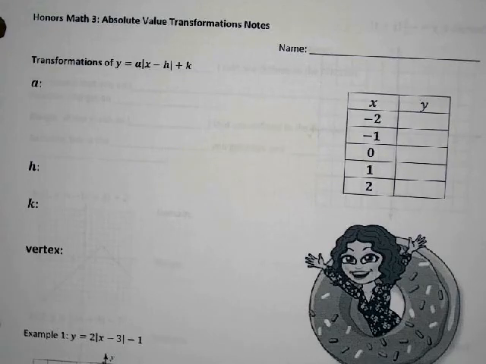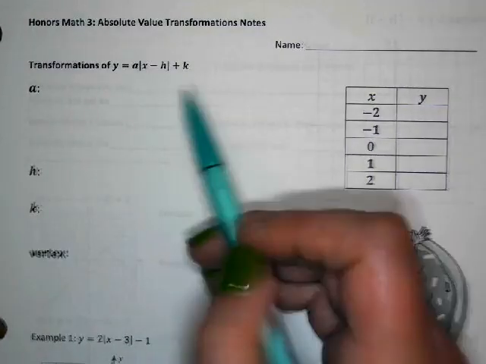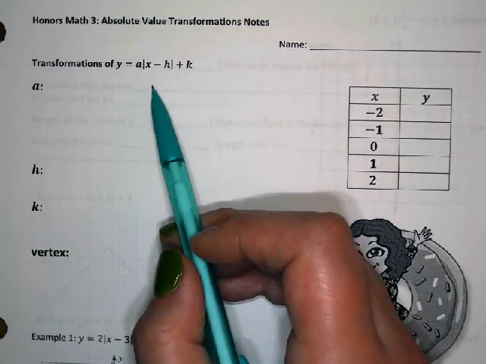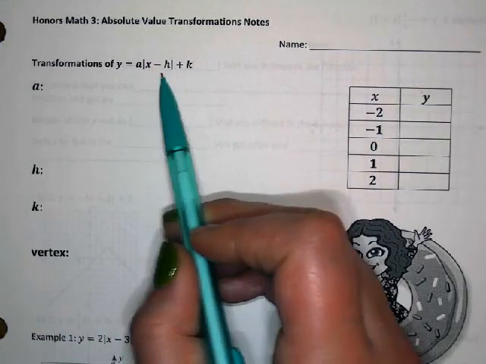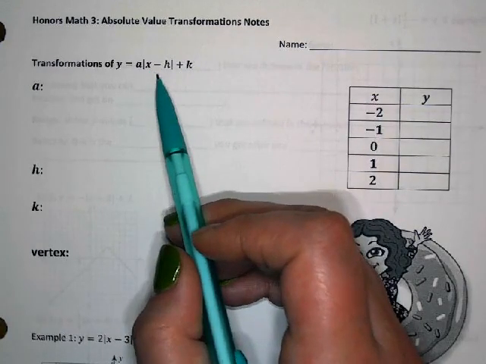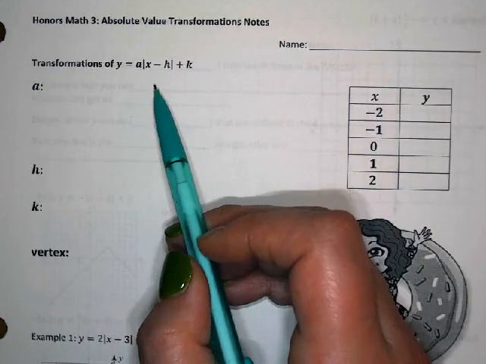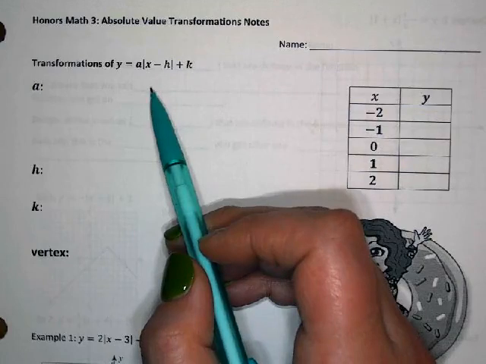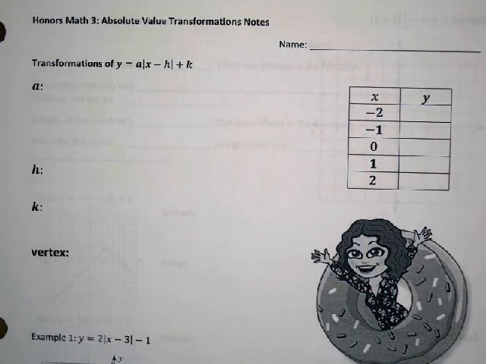The first function that we're really going to focus on studying is absolute value functions. Y equals A times the absolute value of x minus h plus k. These are transformations. You guys studied transformations in Math 2, but you did it with geometry instead of algebra. You did it in terms of points being transformed and shapes being transformed instead of graphs.